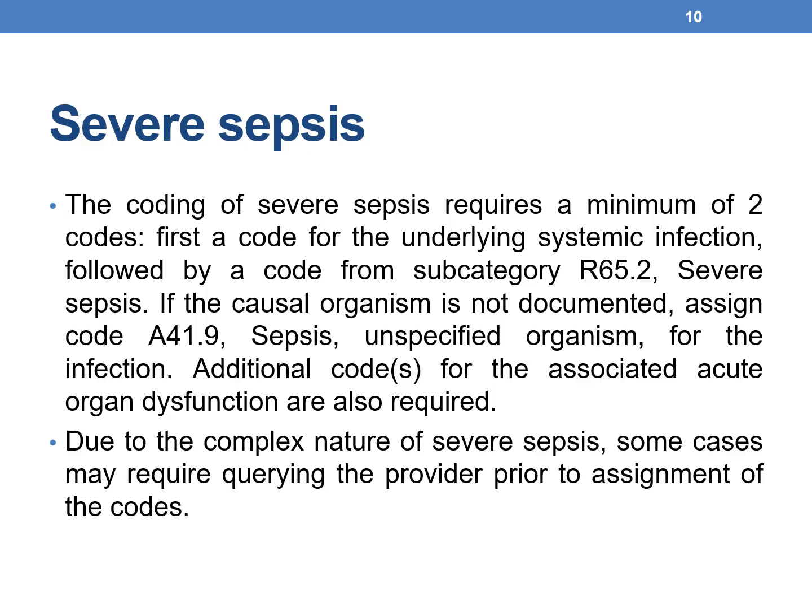Now coming to severe sepsis. The coding of severe sepsis requires a minimum of two codes, as we have discussed earlier. First, a code for the underlying systemic infection, followed by a code from subcategory R65.2, severe sepsis. If the causal organism is not documented, then you need to assign A41.9, which is sepsis, unspecified organism, for the infection, and additional codes for associated acute organ dysfunction are also required. Due to the complex nature of severe sepsis, some cases may require querying the provider prior to assignment of codes.